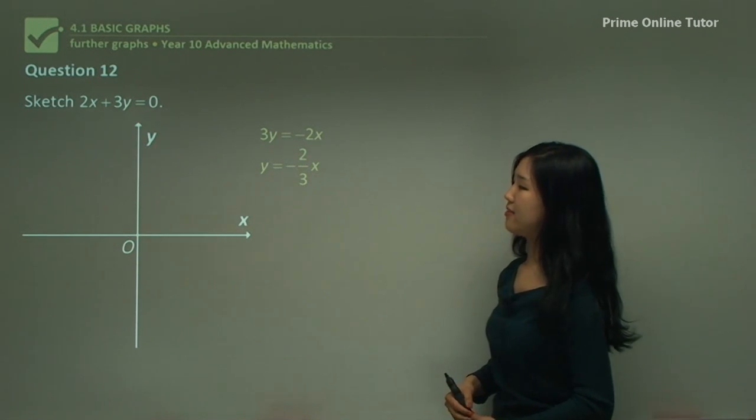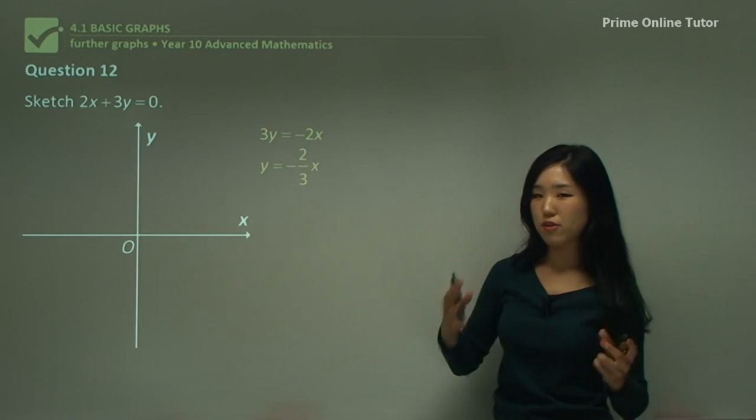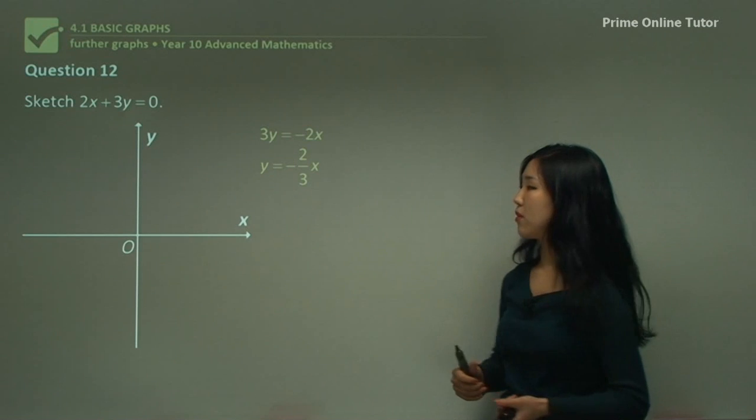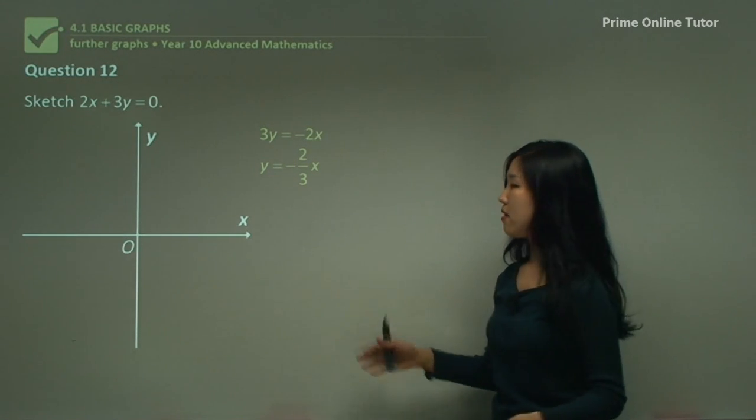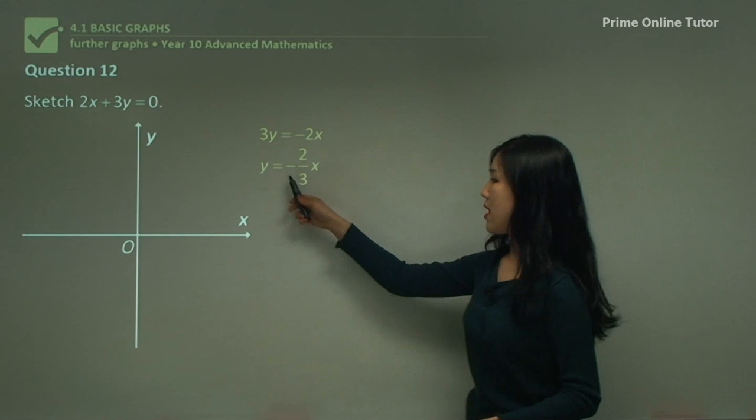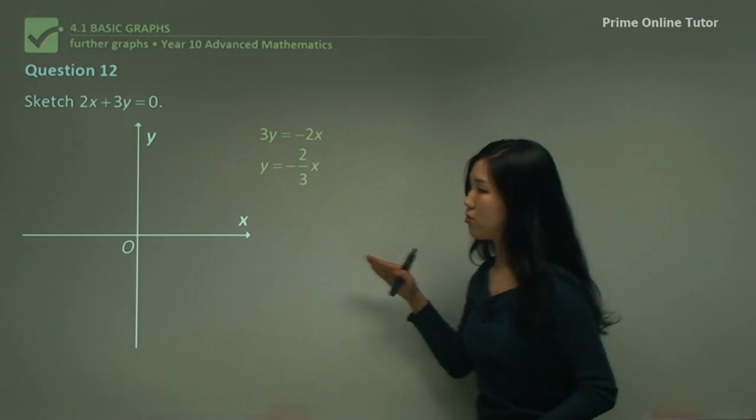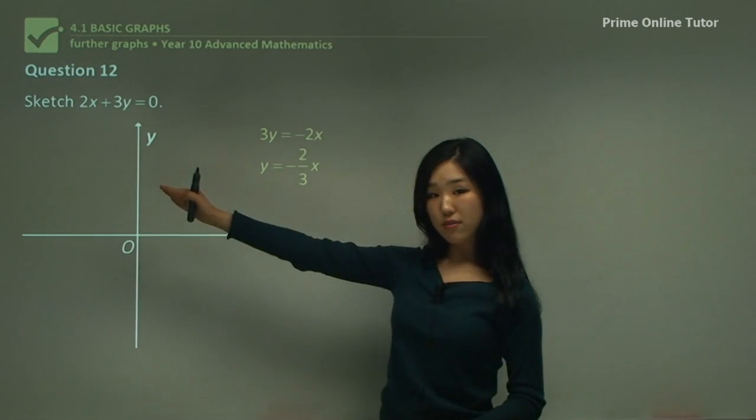Now have a look, guys. This is similar to our very first few questions, where y equals 4x, y equals 2x, y equals 1x. It's similar to that, but it's just got a negative sign, which means it's going to lean towards your left.